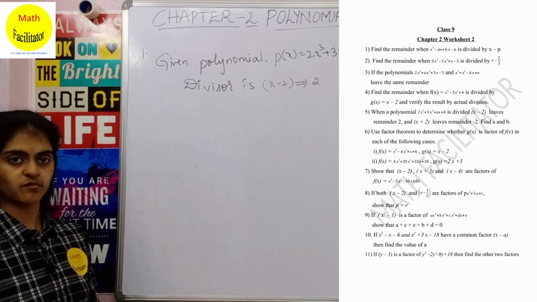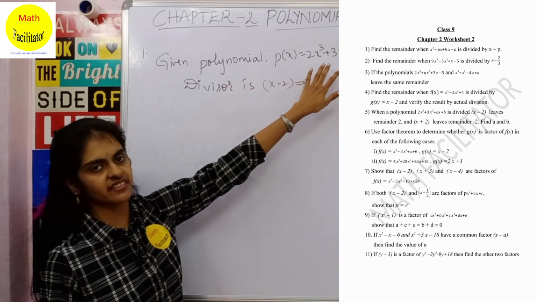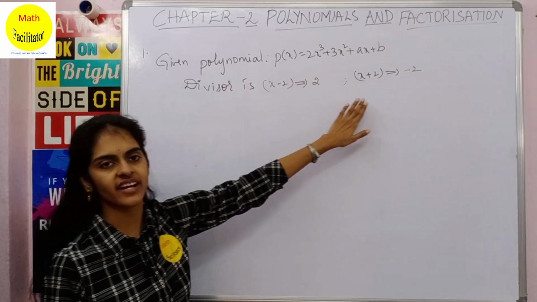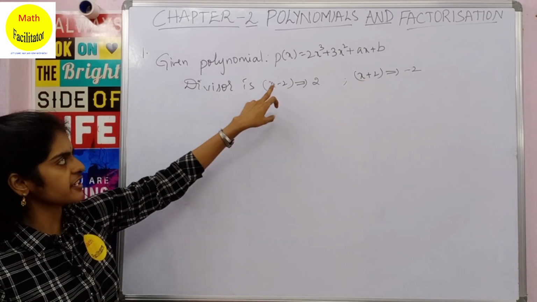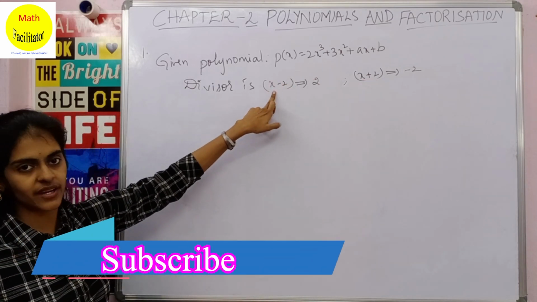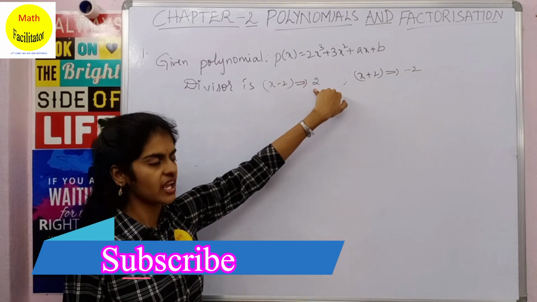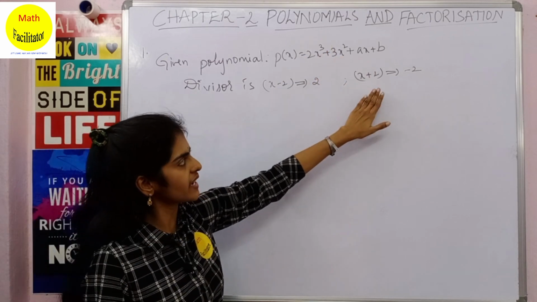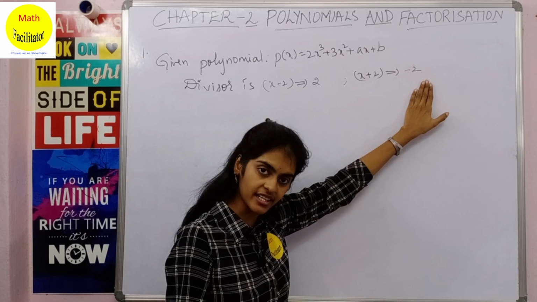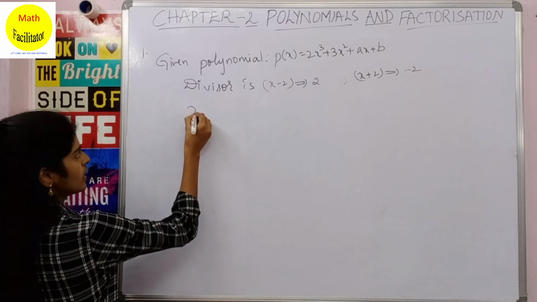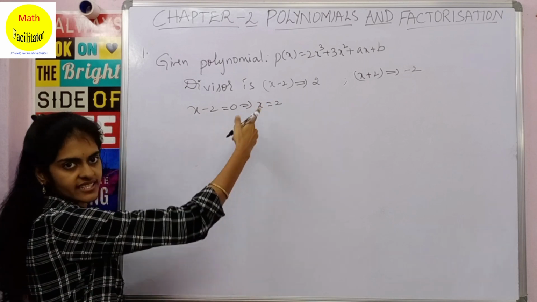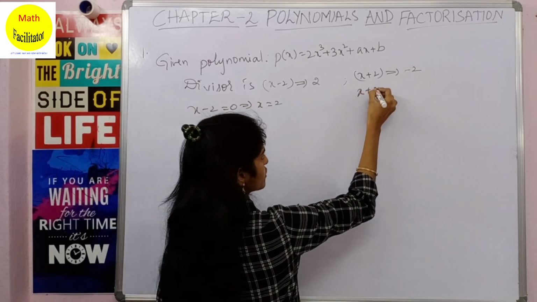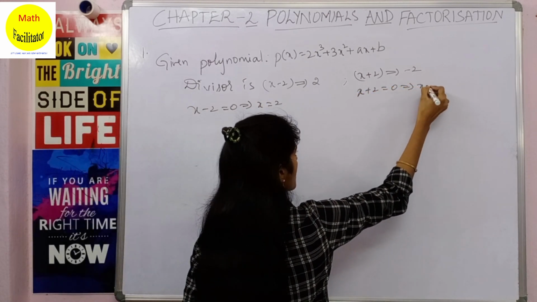Now this is a different model. A polynomial is given to you and they have given you two divisors, x minus 2 and x plus 2, and they are telling you that when you divide this polynomial by x minus 2, the remainder you get is 2, and when you divide this polynomial by x plus 2, the remainder you get is minus 2. Now x minus 2 is 0, which means x is what? x is 2 in this case, and here x plus 2 is 0, which means x is minus 2 in this case.